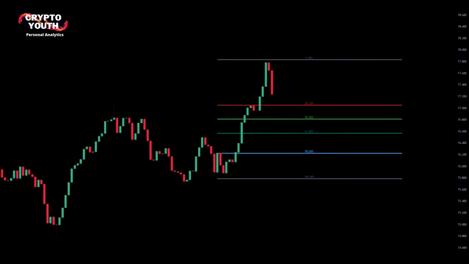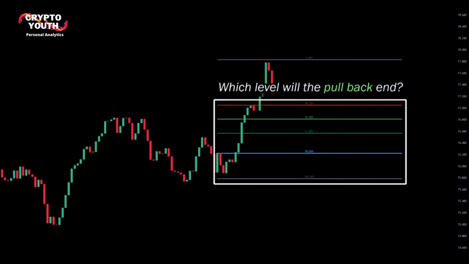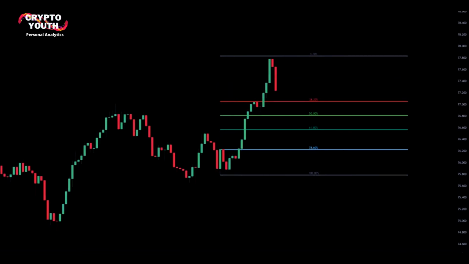Now, a key point that you need to remember is that you need to treat these levels exactly like support and resistance, meaning we treat them as areas, not as solid lines. So now the question is, how do we know at which level will the pullback end? Well, just like normal support and resistance, you cannot immediately take positions just because price touches one of the levels. You need to wait for confirmation by looking at the price action. Let me show you an example.